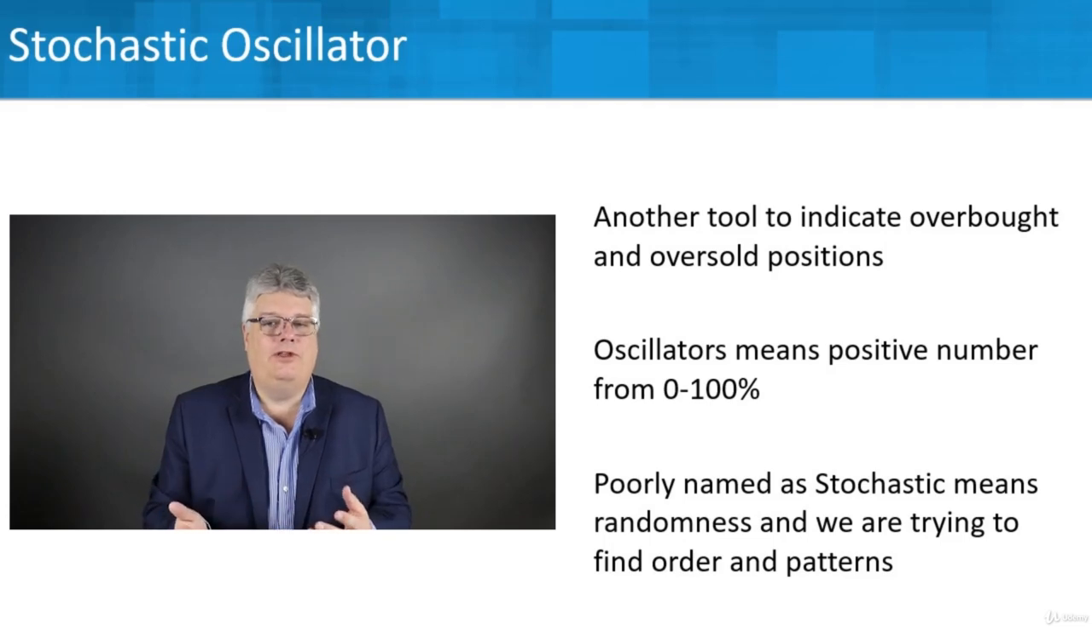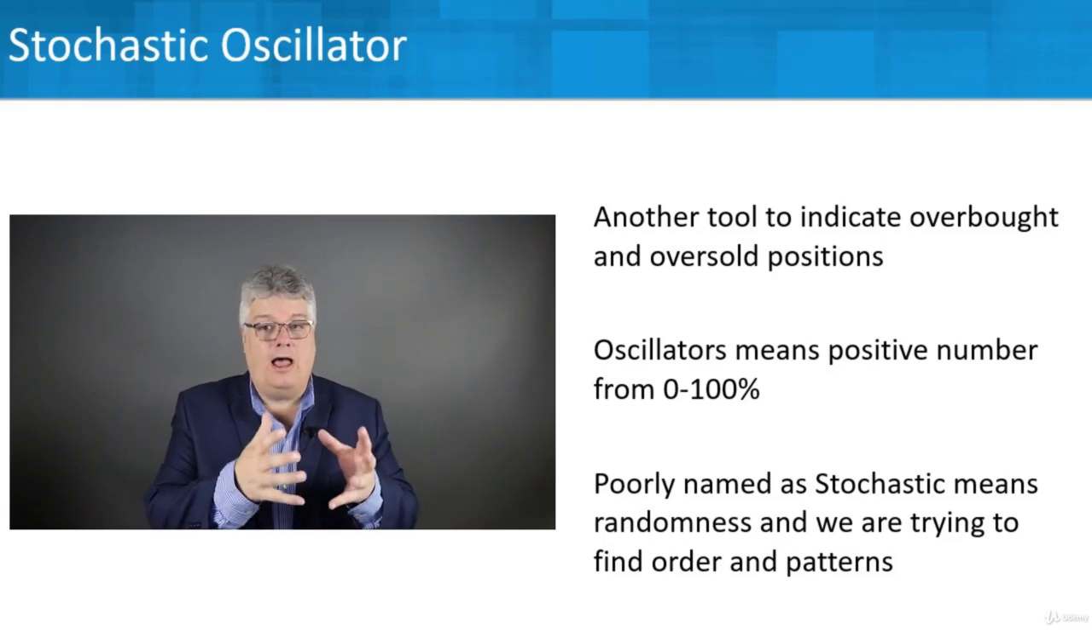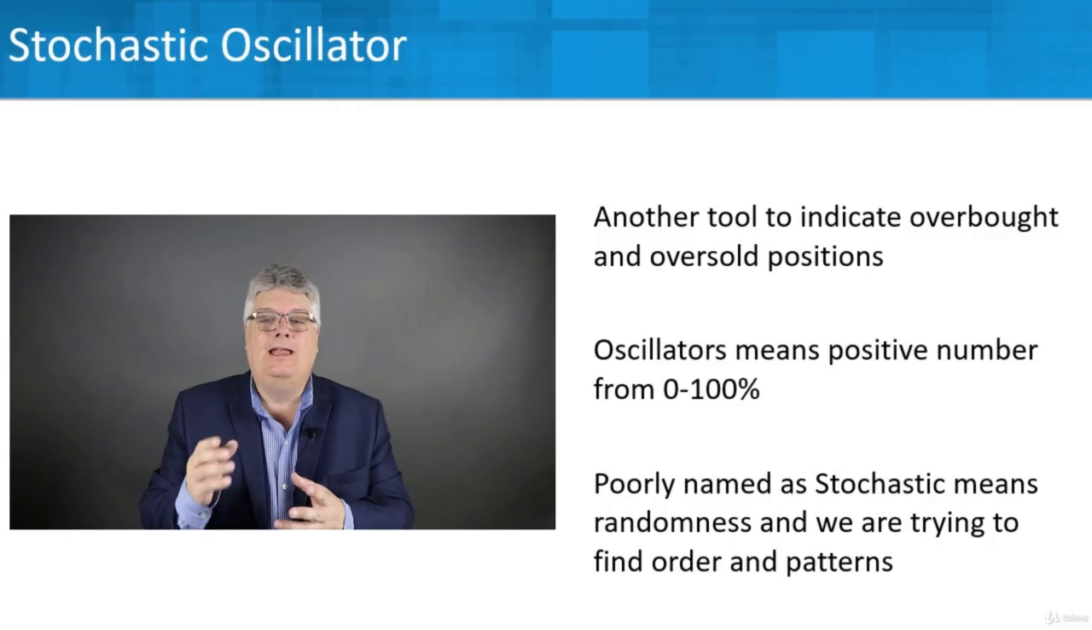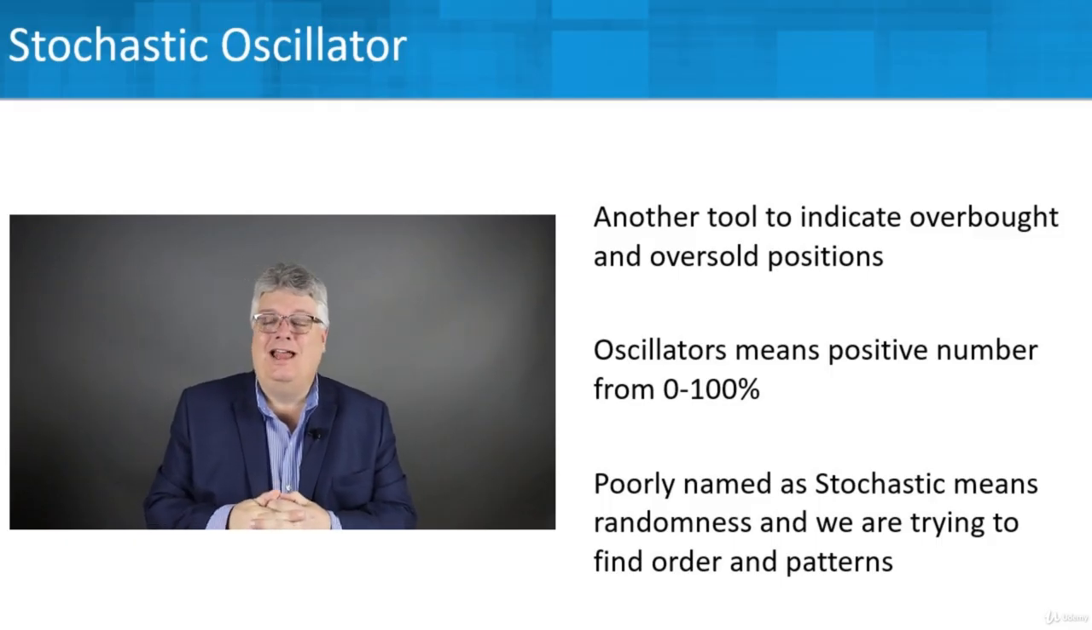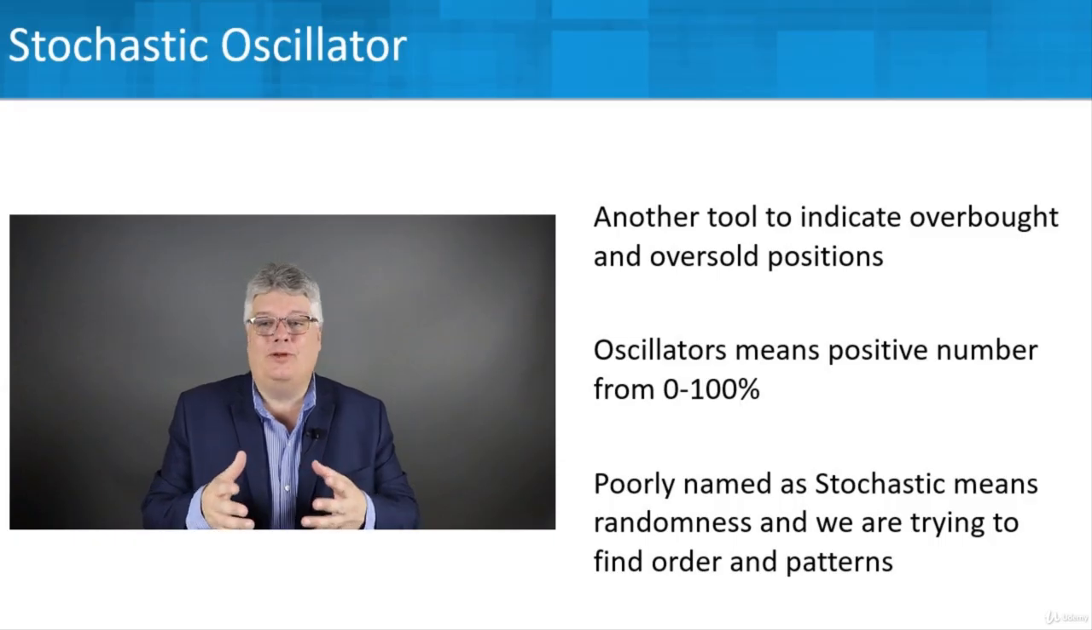Another great indicator that you can use to really identify overbought and oversold positions is the stochastic oscillator, which has kind of a fun name too, doesn't it? And since it's an oscillator, we know the numbers are going to be positive numbers from 0 to 100%. Again, it's not going to show the price, it's going to show a percentage from 0 to 100% that you can use to evaluate. And we're going to show you that in a moment here.